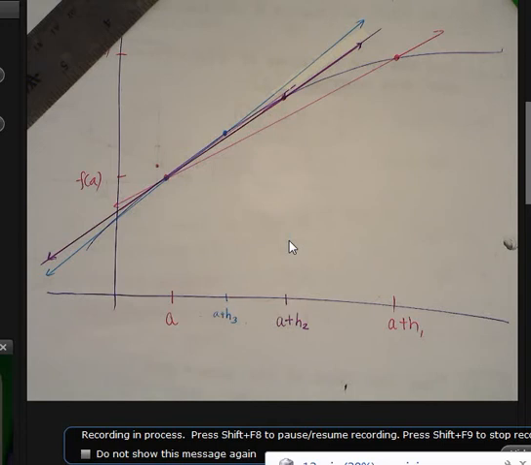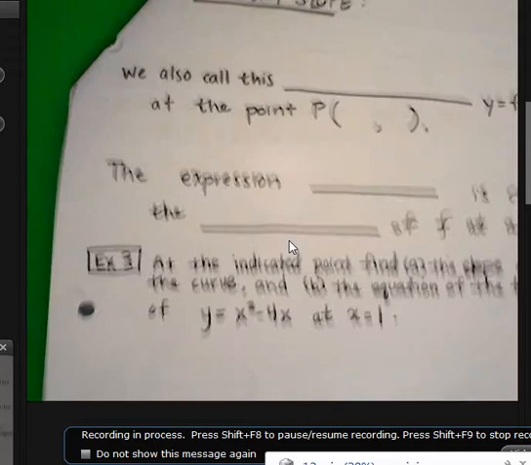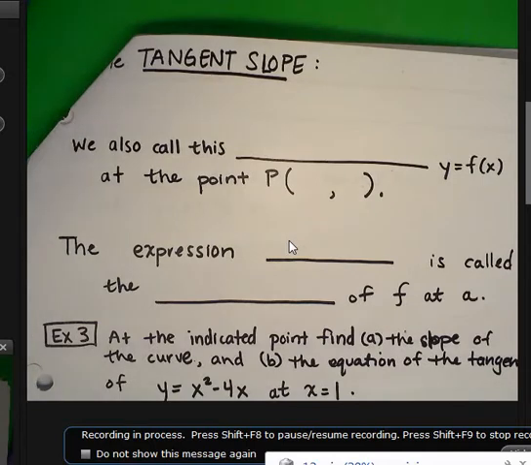And I wish I could show this to you on my computer. Tomorrow, I will. But alright, so that's what we're gonna do to find the tangent slope, wonderful, wonderful. Where's my cord?